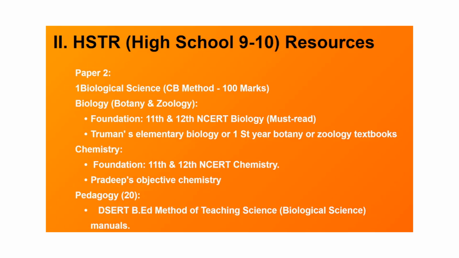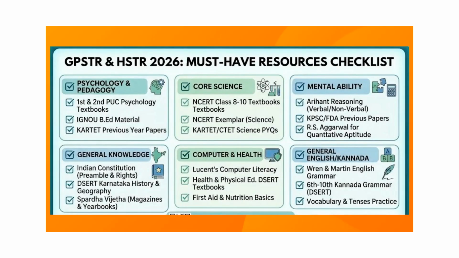For paper 2, as I am CB method aspirant, I have given the resources that I follow. For others, generally you can follow NCERT textbooks from 11th to 12th. Use textbooks as your primary resource and then refer author books for additional references. Here I have given the summary resource checklist for you. You can take screenshot and start your preparation.